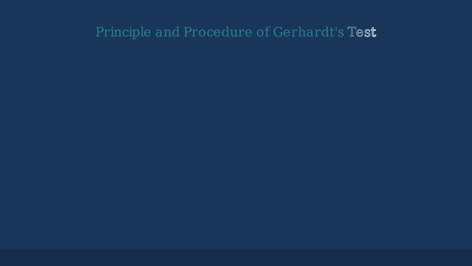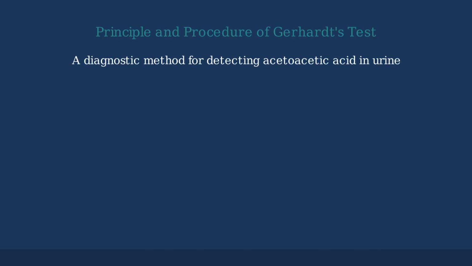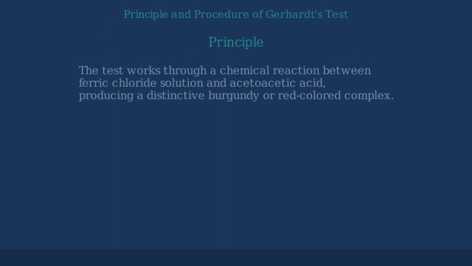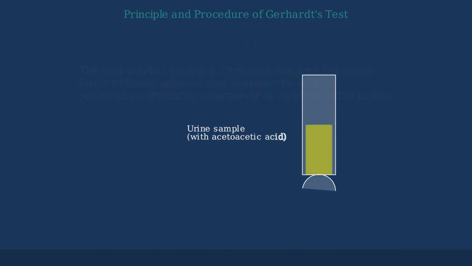Gerhardt's test is a diagnostic method used to detect acetoacetic acid, a ketone body, in urine samples. The test works through a chemical reaction between ferric chloride solution and acetoacetic acid, producing a distinctive burgundy or red-colored complex. Let's visualize the chemical reaction that occurs during Gerhardt's test.